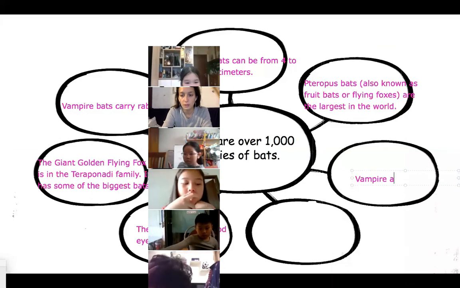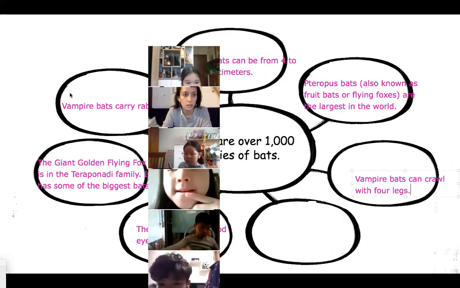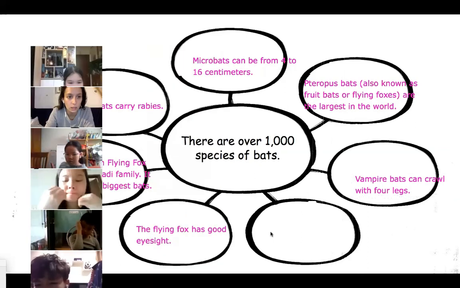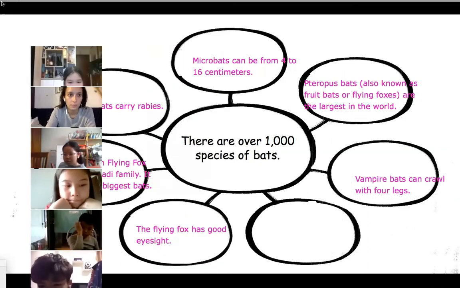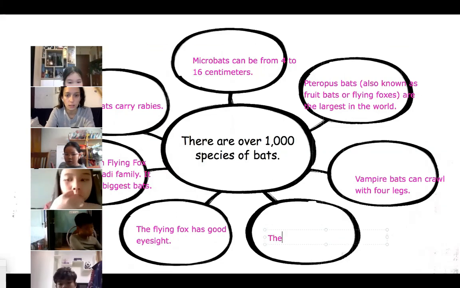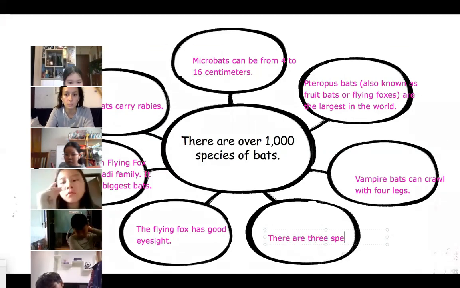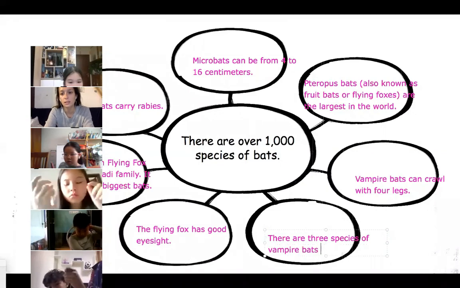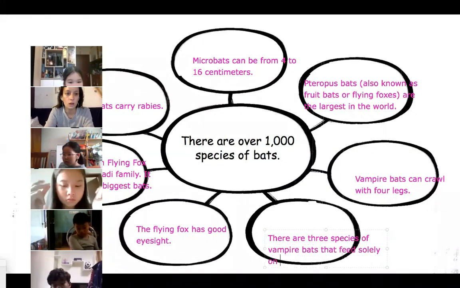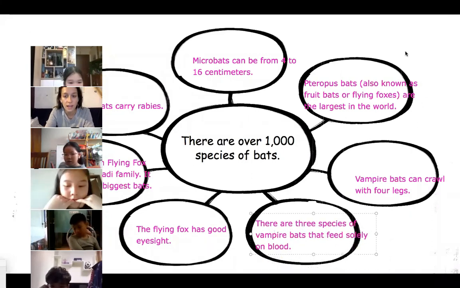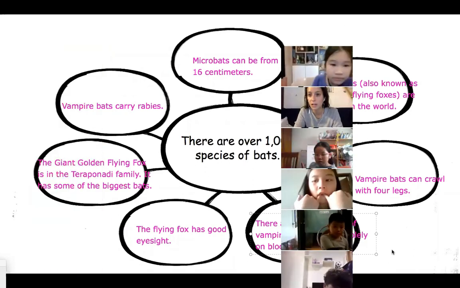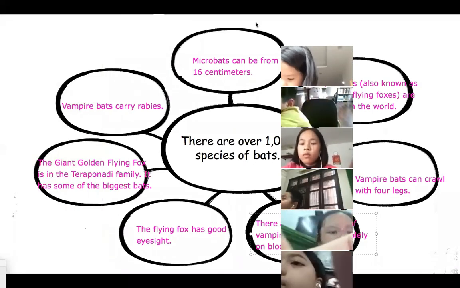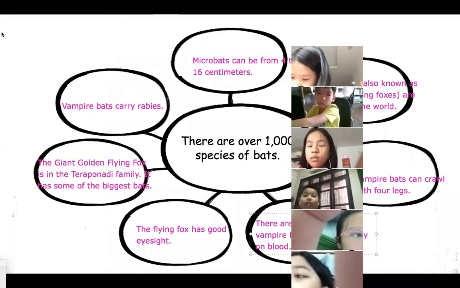Okay, vampire bats can crawl with 4 legs. And let's do last one. Okay, so there are 3 species of vampire bats that feed solely on blood. Okay, do we see now we have a full web, and all of our facts are about different types of bats, right? Okay, so we have less than a minute left, so let me unmute everyone.